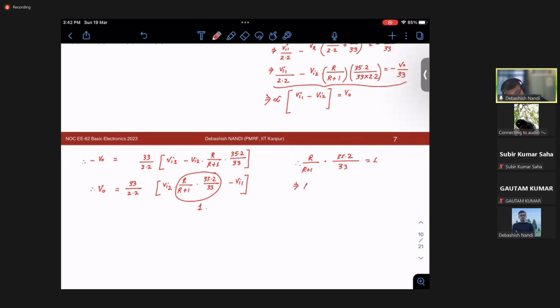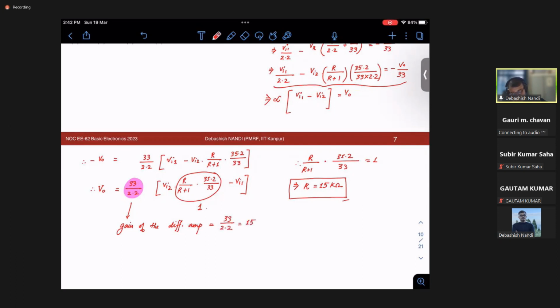And what about the gain of the differential amplifier? This is your alpha, right? So your gain of the difference amplifier would be 33 over 2.2. That is nothing but 15. Okay. So what was the question, by the way? The question was to find out the value of R. So R would be your 15 kilo ohm, right? So this is one way to solve the circuit.